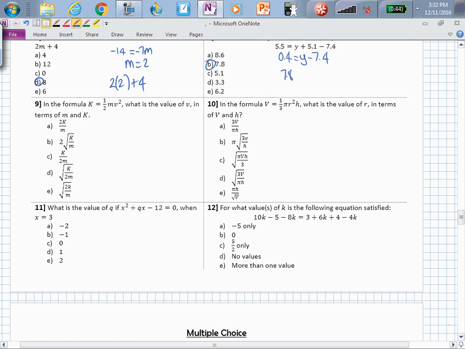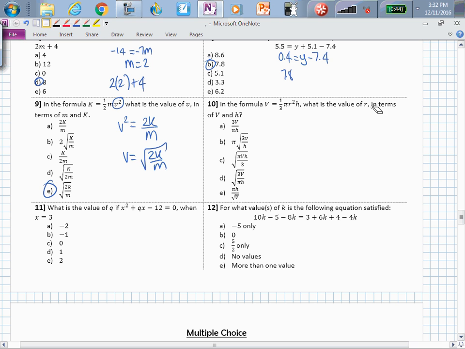9. And the formula k equals 1/2 times m v squared. What is the value of v in terms of m and k? So we're going to rearrange. We want to get v on its own. So let's get v squared on its own first. We have to get rid of that half, so we're dividing both sides by a half, which is the same as multiplying by 2. And then we have to divide by m. And the last piece here is just square root. So then that tells me that it is E.